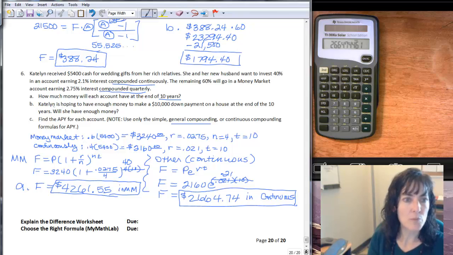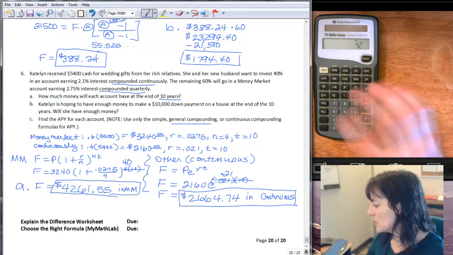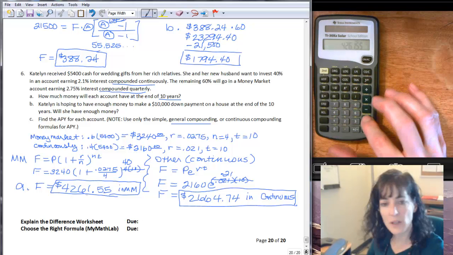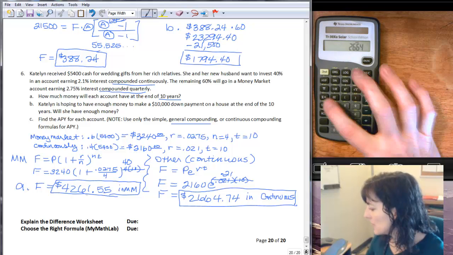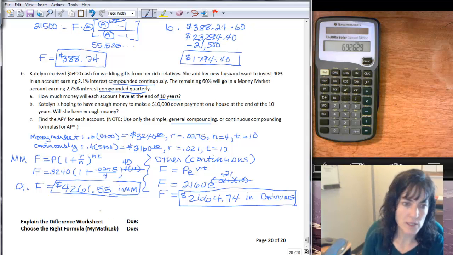Okay, so part B, Caitlin's hoping to have enough money to make a $10,000 down payment on a house at the end of the 10 years. Will she have enough money? So I know how much she's going to have in each account. I just need to add them together and see. So $4,261.55 plus $2,664.74 equals, and I can see she's not going to have enough money.